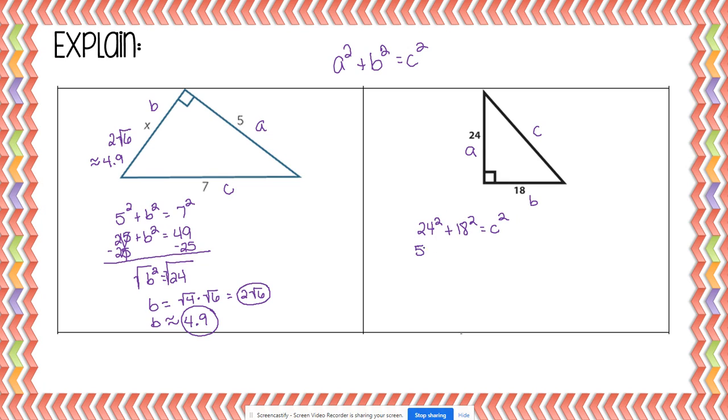Well, 24 squared equals 576, and 18 squared equals 324. And all of this equals C squared. When I add 576 plus 324, I get 900, so I have 900 equals C squared. Well, again, we need to take the square root of both sides. The square root of 900 is 30, and the square root of C squared is C. So my answer is that 30 equals C, so the hypotenuse is 30.